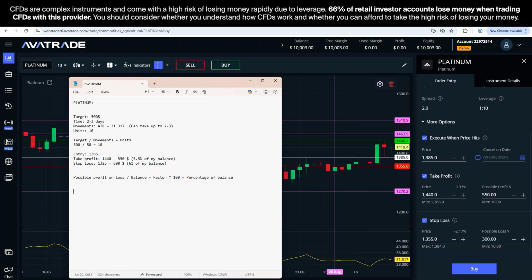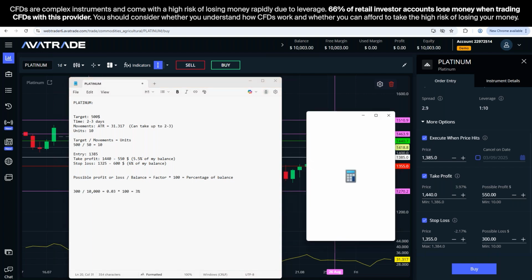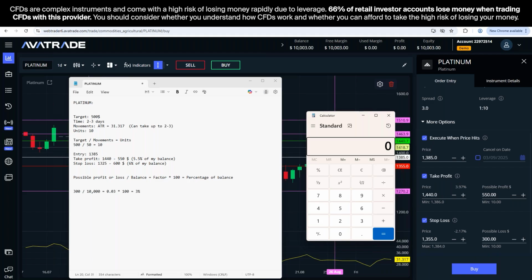The way that it works is if we go 300 divided by 10,000 equals 0.03, and then times 100 equals 3, right? 3%. So if we've got 5.5% for profits and 3% for losses, $300, this means that our ratio is nearly 1 to 2.